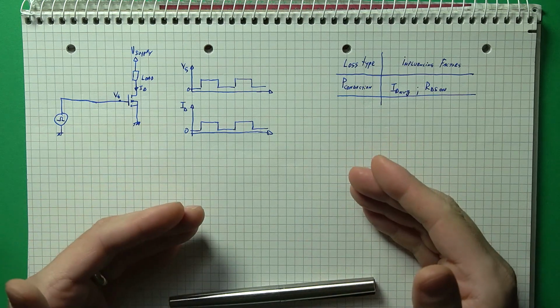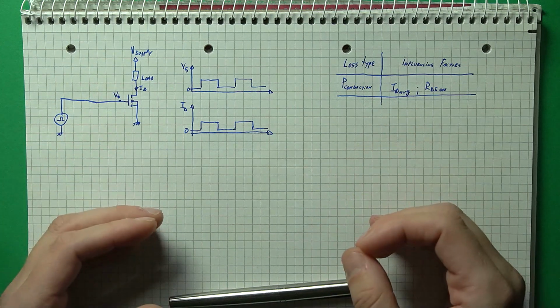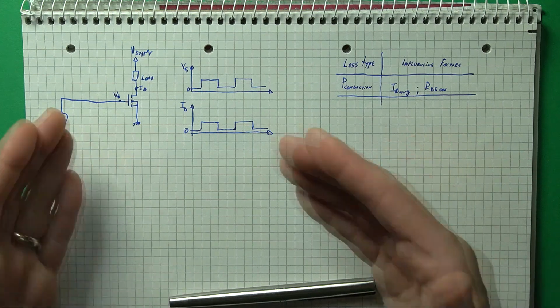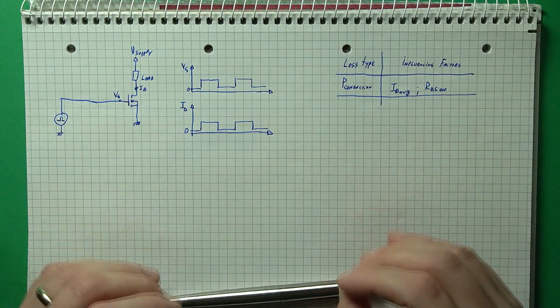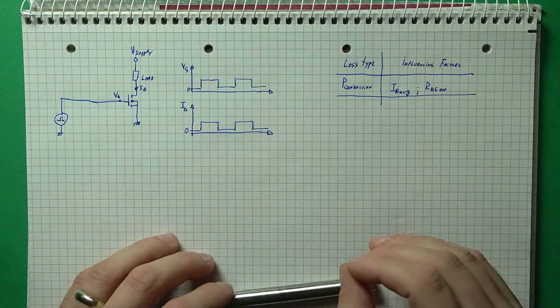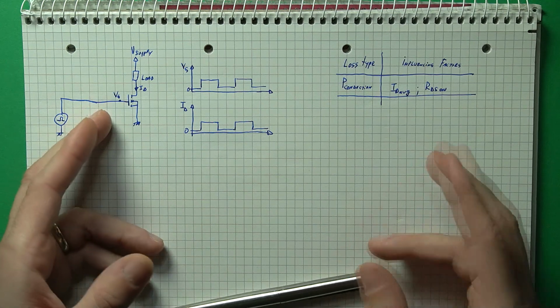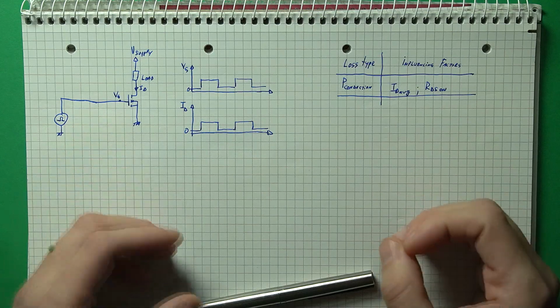Now, there's not much you can do about the average current that passes through the transistor. That's the whole point of having a switching transistor. However, you can reduce this type of loss by choosing a transistor that has a lower RDS(on) value.